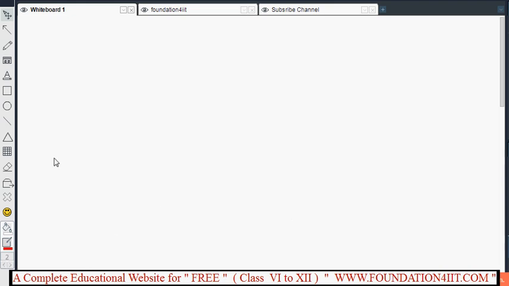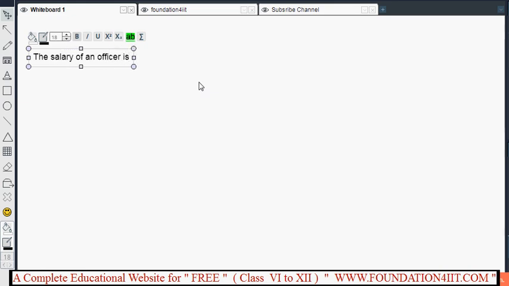Okay, one more similar sum, a little different, one more problem I will write here. It is similar to the previous problem but a little different. The salary of an officer is increased by 20%.